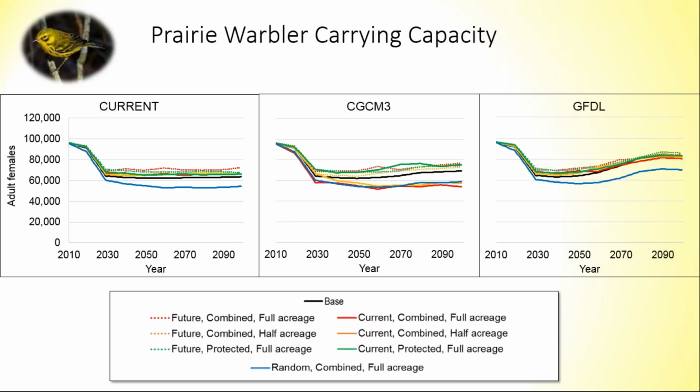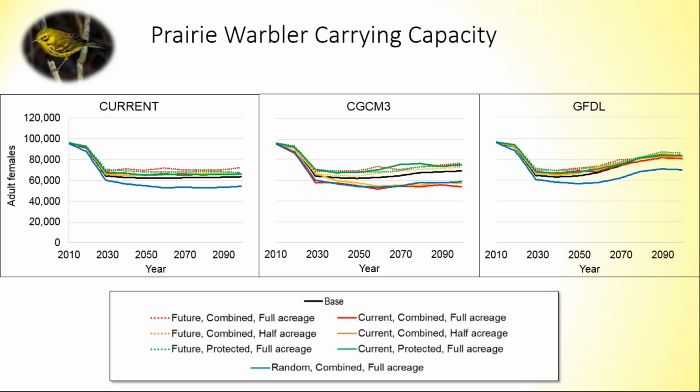And so right here, what I'm showing you is for the prairie warblers. These three graphs show you carrying capacity that's directly derived from habitat for our prairie warblers under the conservation scenarios, which are the different lines.